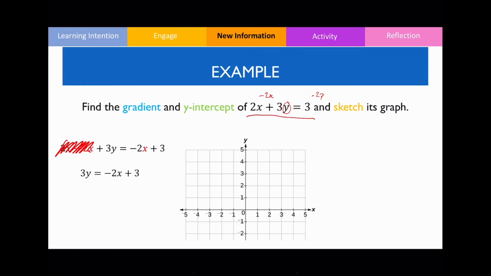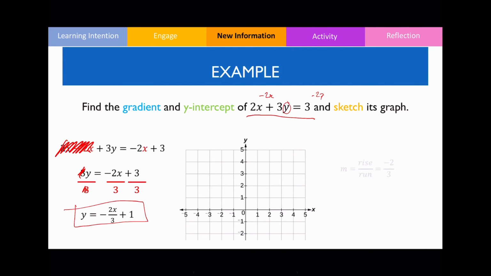And now because I've got a 3 in front of y, I'm going to kick off the coefficient by dividing both sides of the equation by 3. If I divide both sides by 3, well, 3 divided by 3 is equal to 1, so that cancels out. Negative 2x divided by 3, well, you can't really simplify this any further, so I'm going to leave that as it is. But 3 divided by 3 is going to equal positive 1. So therefore, my rearranged equation is y = -2x/3 + 1. And now this is in the slope-intercept form.